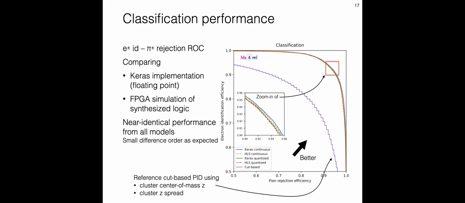If you look at the 4 curves, they basically overlap. If you look at the zoom in, you can see that Keras continuous performs the best, and Keras quantized and HLS quantized actually perform very similarly, because once you're quantizing the weights, floating point versus fixed point doesn't really matter. So there's a small difference, but the order is as expected, and that was pretty cool. And then there's the reference curve also in this plot that doesn't perform as well as this GarNet-based model.